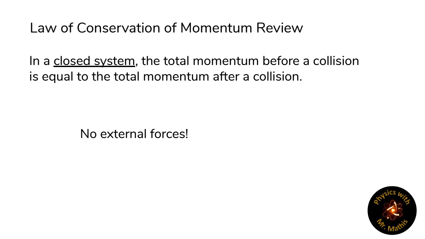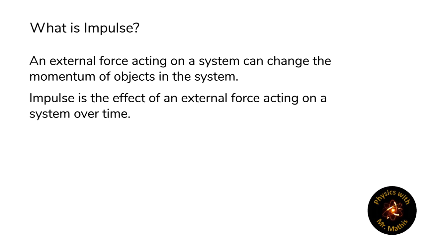You learned before that the law of conservation of momentum says that in a closed system, the total momentum before a collision is equal to the total momentum in the system after a collision. The key thing here is it's a closed system with no external forces. Impulse is what happens when there are external forces acting on a system, and they can change the momentum of objects in the system. The definition of impulse is the effect of an external force acting on a system over time.